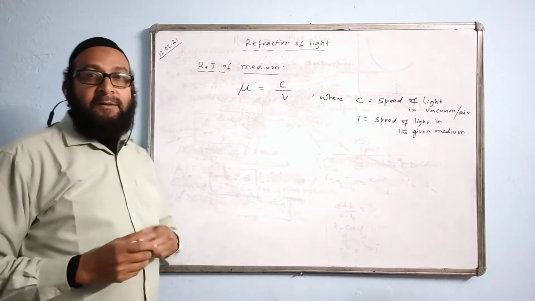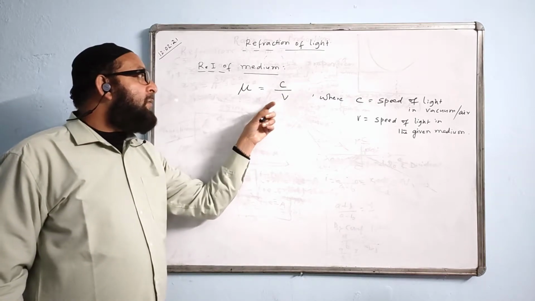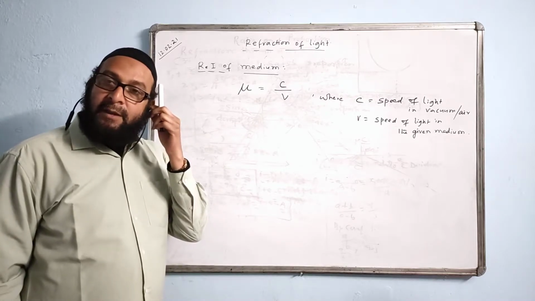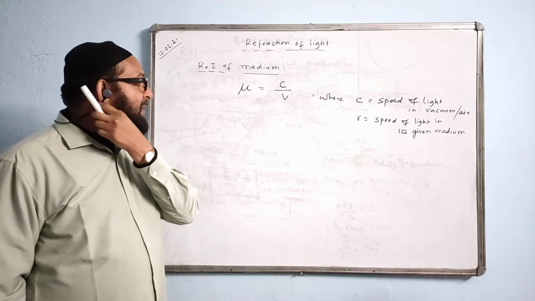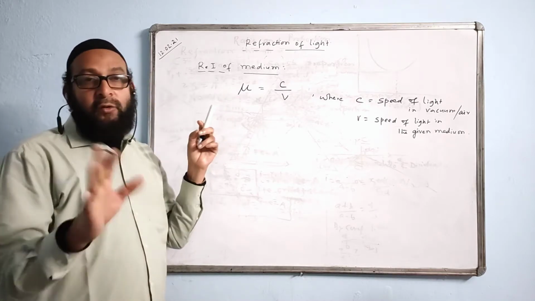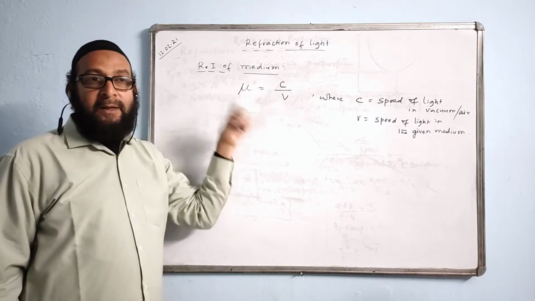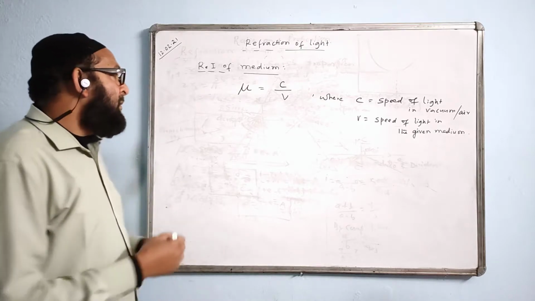So refractive index is the ratio of two speeds: speed of light in air upon the speed of light in the given medium. And we know the speed changes from one medium to another medium, and that causes refraction. Refractive index has no unit because it is the ratio of two similar quantities. Both are speed and speed, so they cancel each other. So mu does not have any unit.